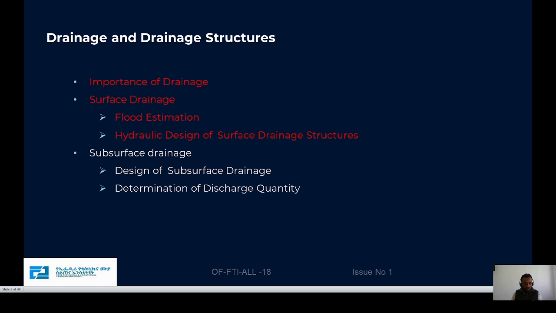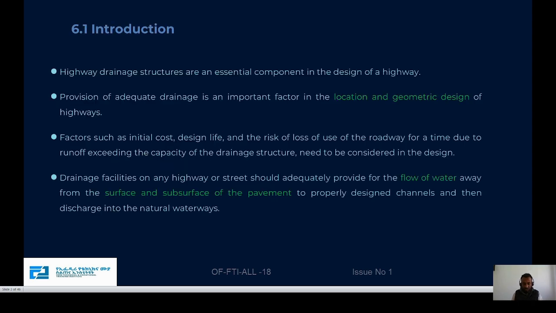Today's video deals with the surface drainage system, as well as flooding estimations and the hydraulic design of surface drainage structures. Highway drainage structures are an essential component in the design of the highway. As you know, 25% of the total cost will be provided for the highway drainage structures. Provision of adequate drainage is a very important factor in locating and geometric design of the highway.